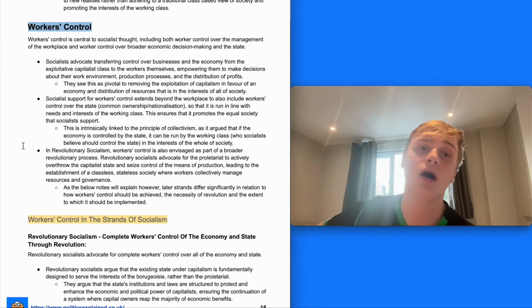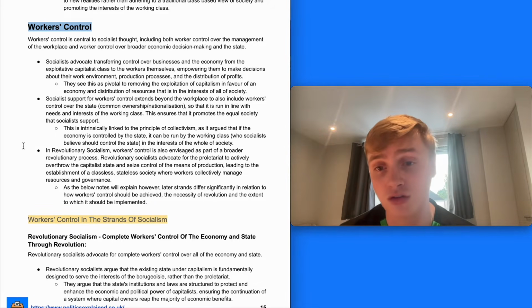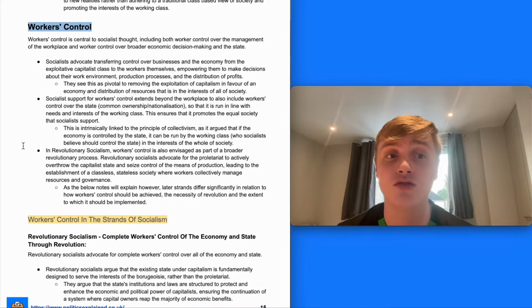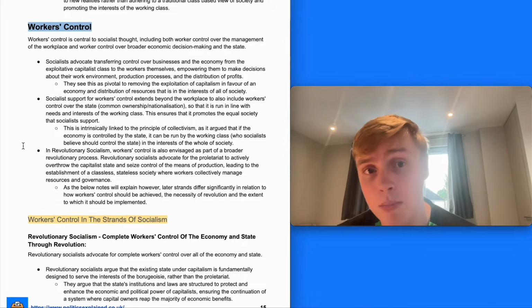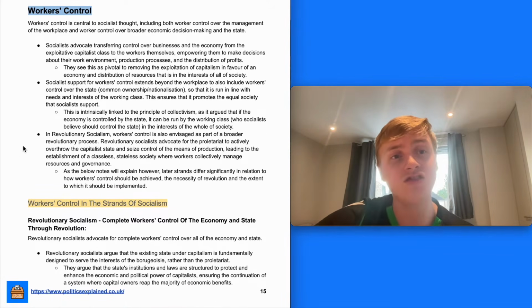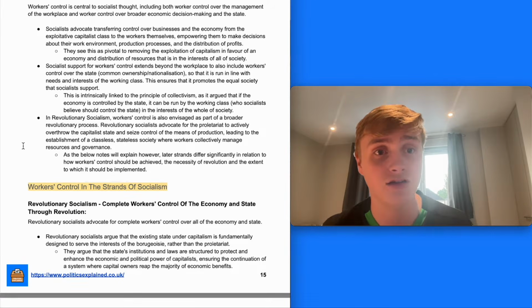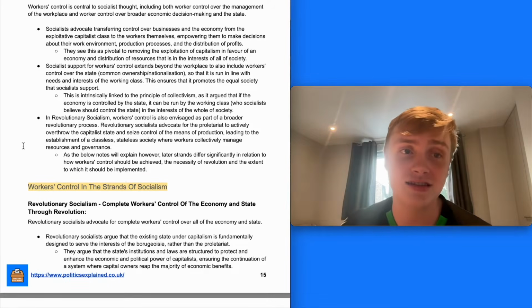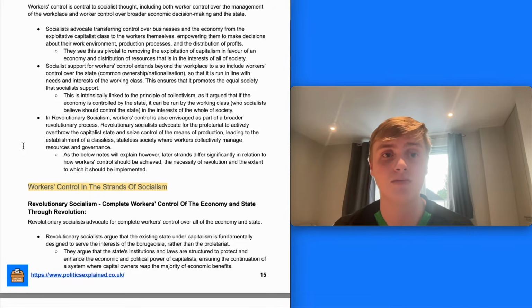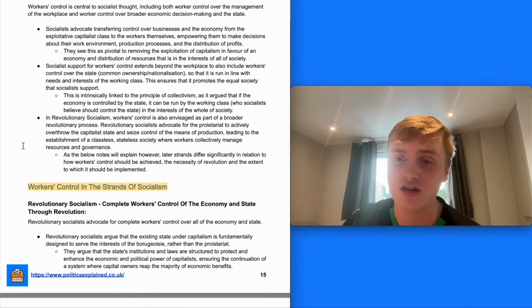The next key principle of socialism we're going to have a look at is workers' control, which is really central to socialist thought, encompassing both worker control and management over the workplace and the economy, but also the whole of the state and economic decision making. So socialists advocate for transferring control over businesses and the economy from the exploitative capitalist class to the workers themselves, empowering them to make decisions about their work environment, production process, and the distribution of profits. And they see this as pivotal to removing the exploitation of capitalism in favour of an economy and distribution of resources that's in the interest of all in society.